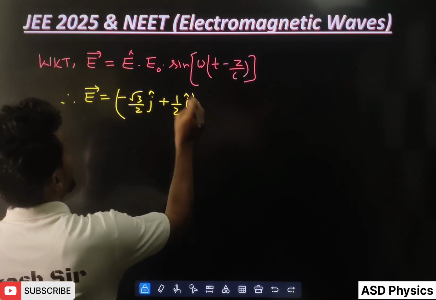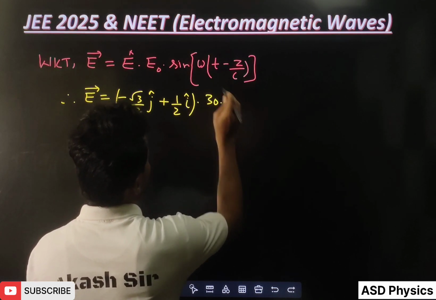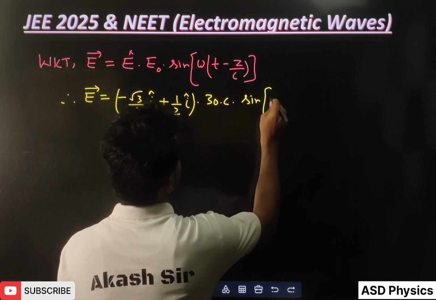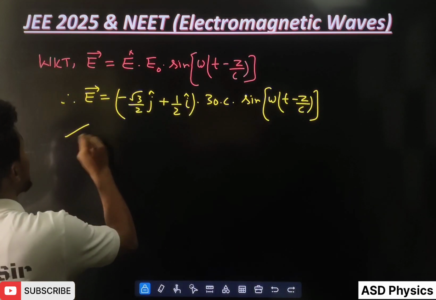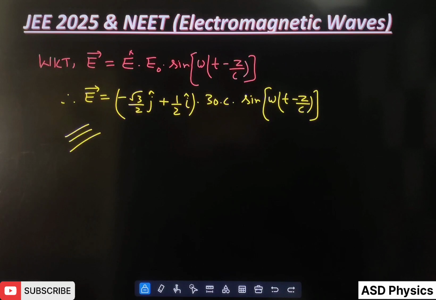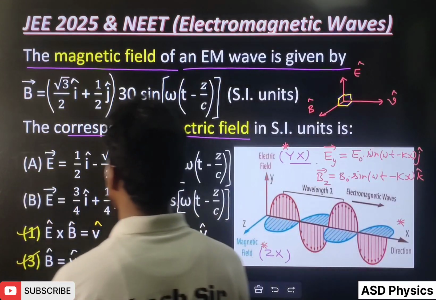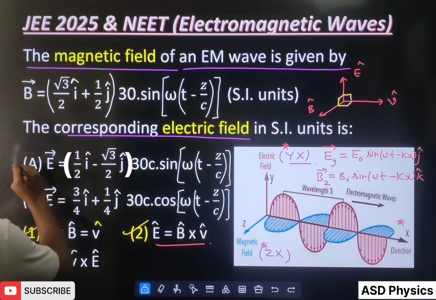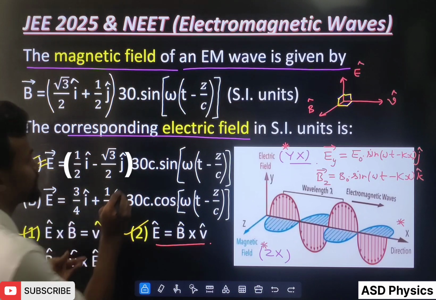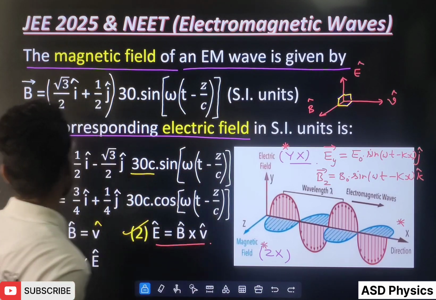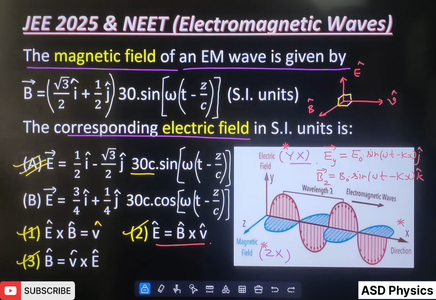Now what is the amplitude of the electric field we have calculated? You know very well here, 30 C, and the phase, as it is the same here, sine omega t minus z by C. Okay, so this is the expression of the electric field. Kindly see where this option is matching. When you see very well, students, the first option, what is the first option? Minus root 3 by 2 J cap plus half I cap, 30 C sine, and this one is there. So what is the answer for this question? The answer is option A.